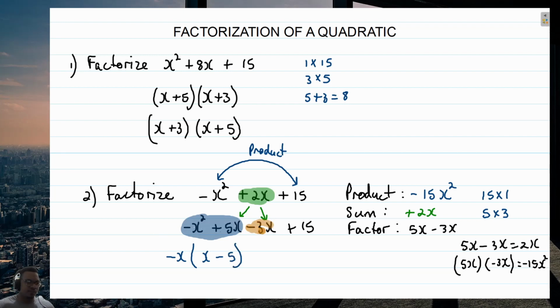Then I'll look at the next two terms, and I'll look to see what is the highest common factor between negative 3x and 15. Now obviously 3 can go into 3x and 3 can go into 15. And as long as you have a negative sign in front of the first term, a negative sign will be in front of the highest common factor. So I'll have negative 3 as my highest common factor. And then I say negative 3x divided by negative 3, and that will give me positive x. And then I'll have positive 15 divided by negative 3, and that will give me negative 5.